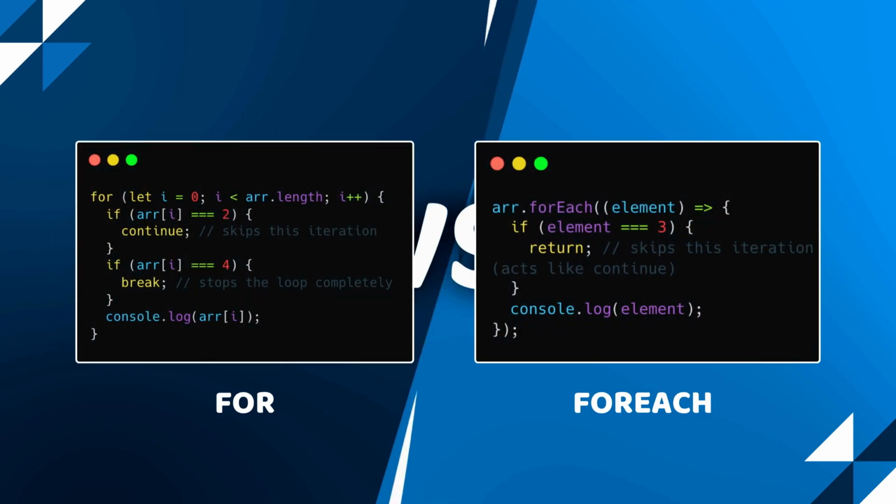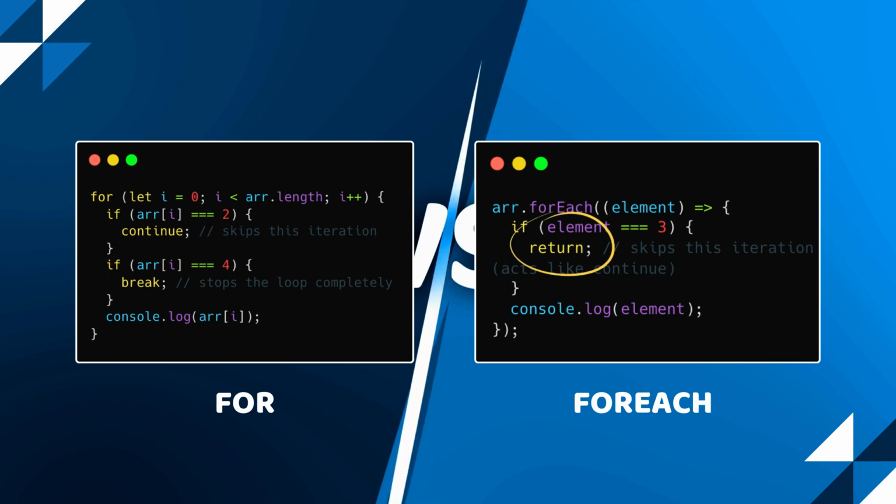Another key difference is how each loop handles control flow. In a traditional for loop, you can use break to exit the loop early or continue to skip iterations. But with forEach, you can't do that. The return inside forEach only exits the current callback. It doesn't stop the iteration.